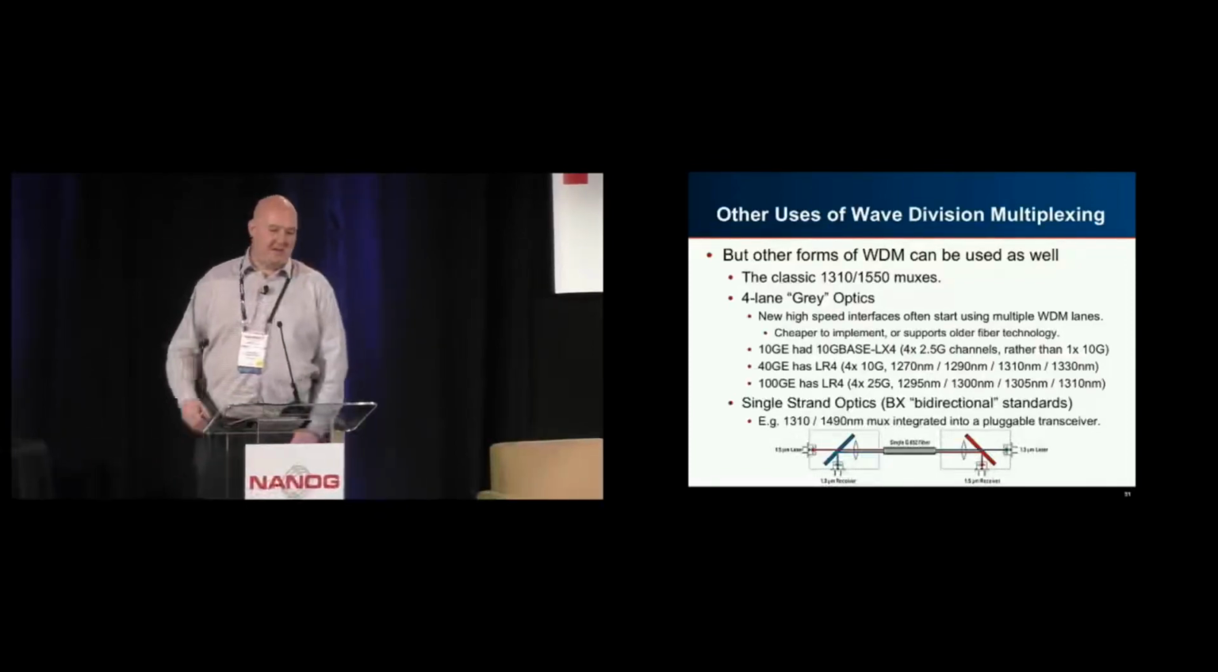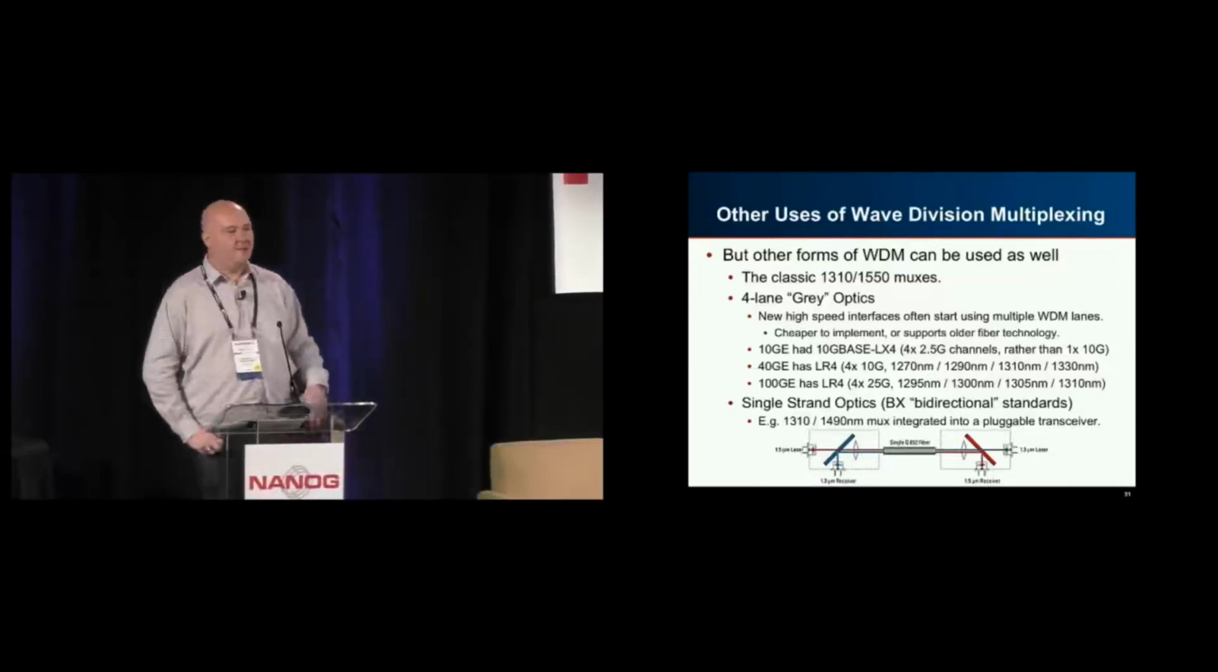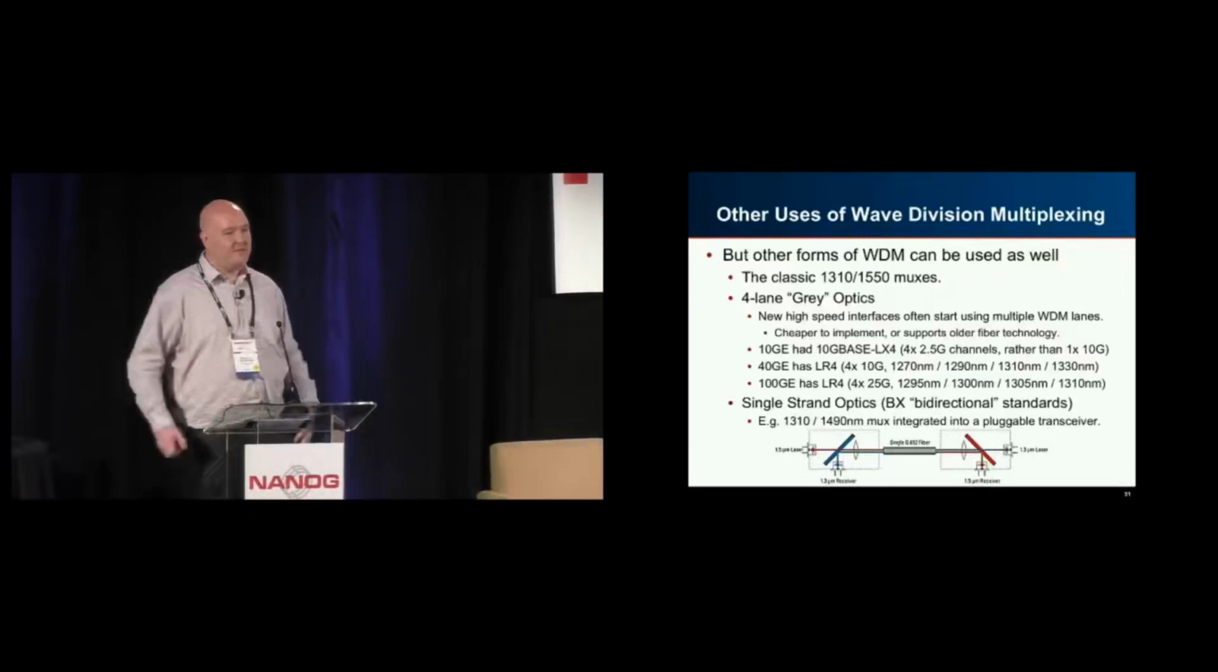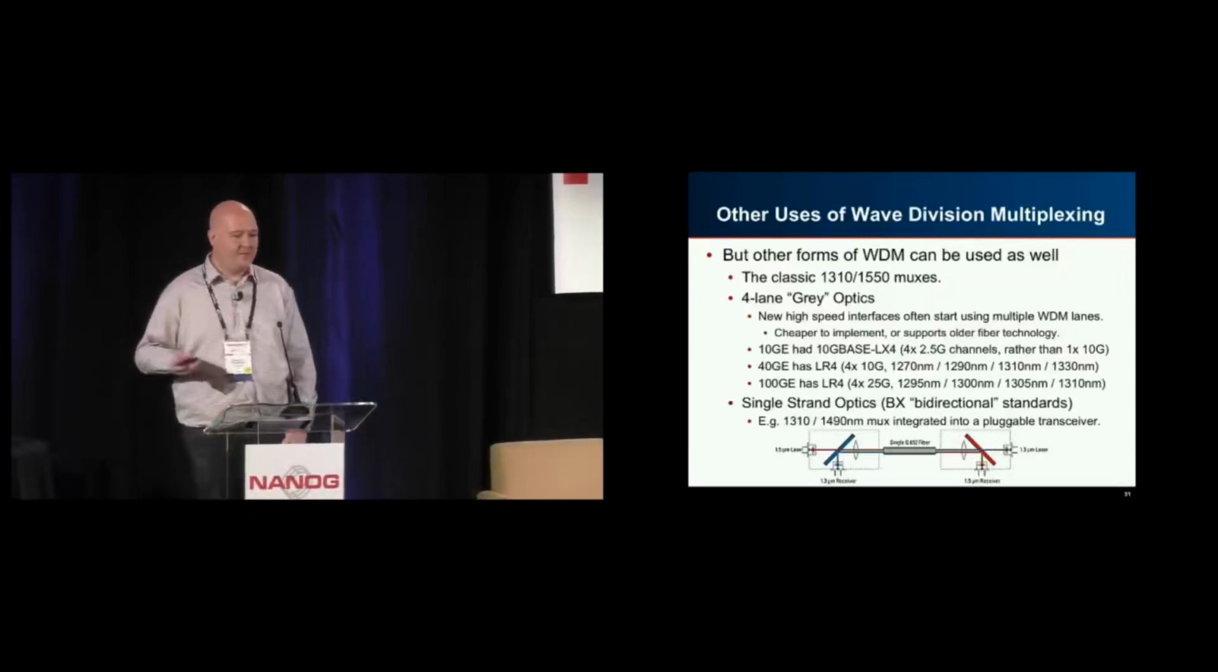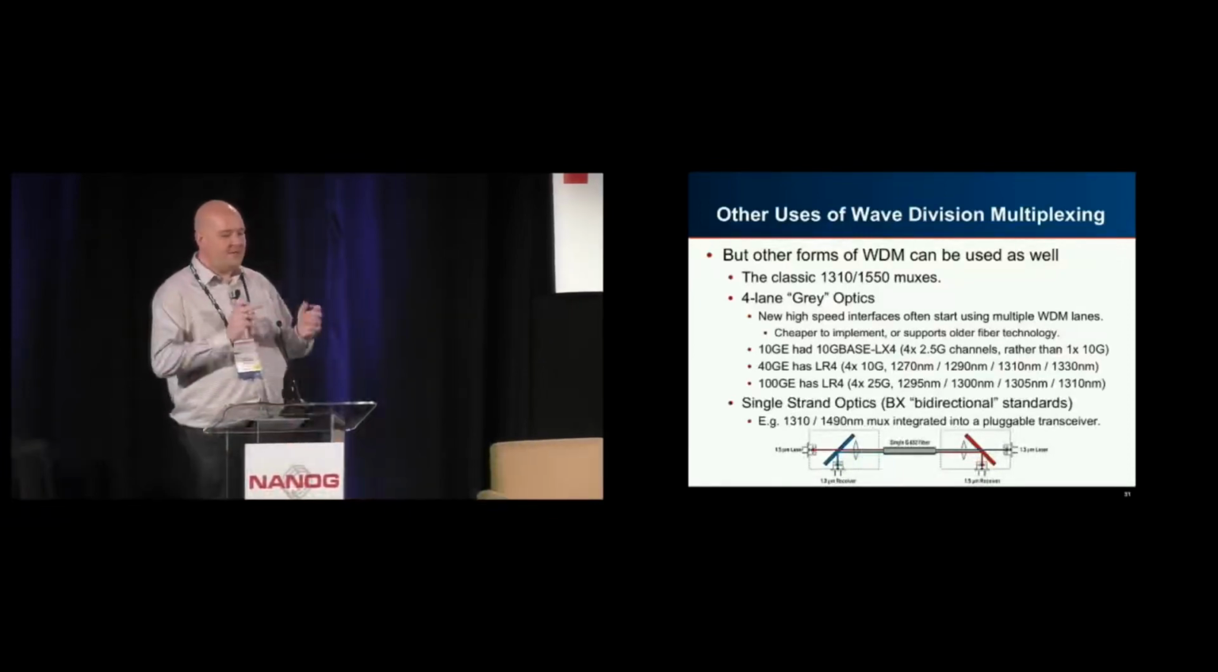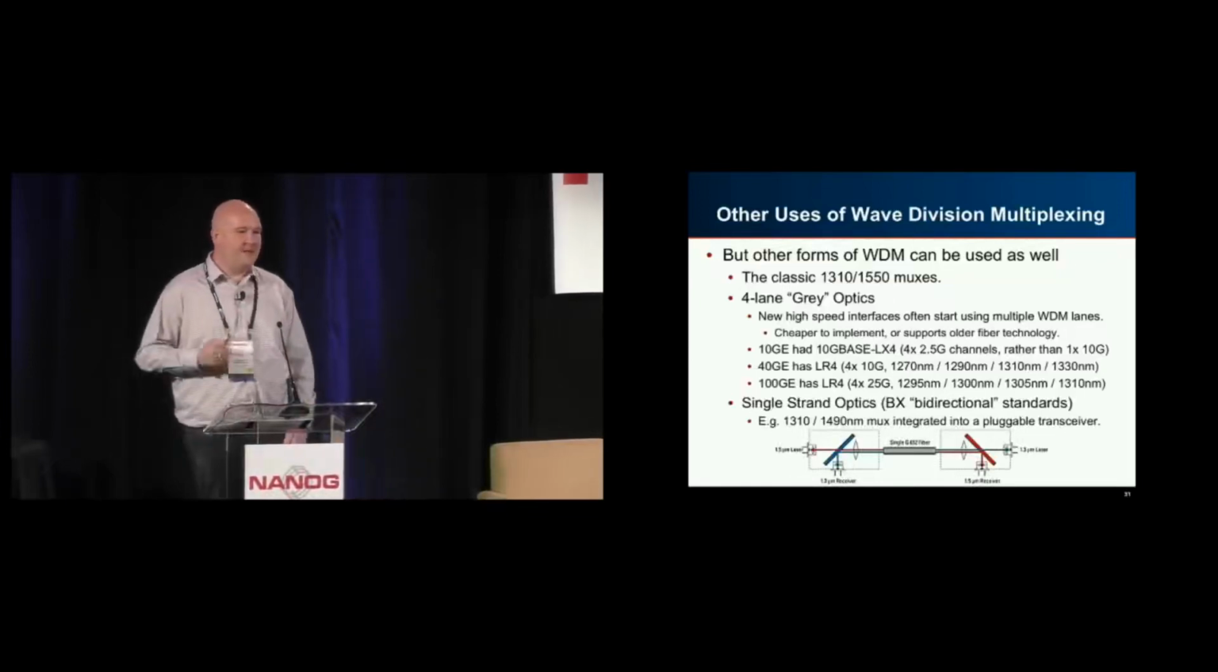But you also see some other things out there. Single strand optics, there's a thing called BX, bidirectional. And what this does is it lets you, without having to have any other knowledge or expertise, take your pair of fiber and operate over one strand. So you could just instantly double your capacity, or you could work with a single strand fiber network, and it's just transmitting and receiving at different frequencies of light and having a little tiny mux integrated into your pluggable transceiver.